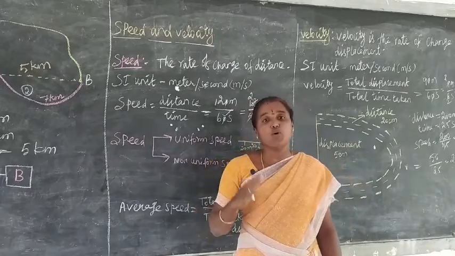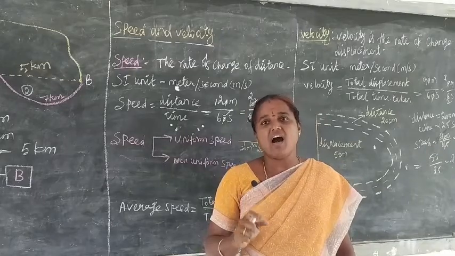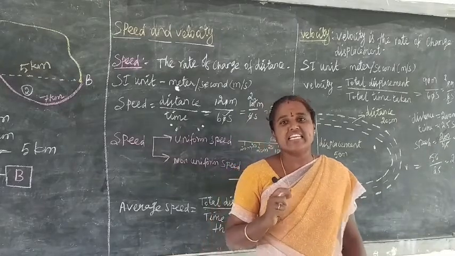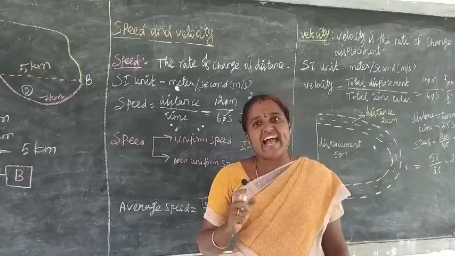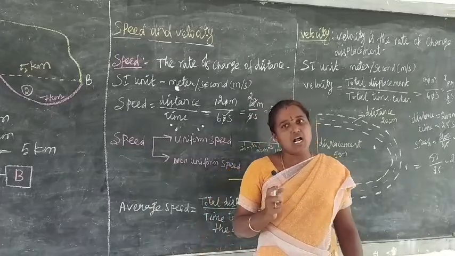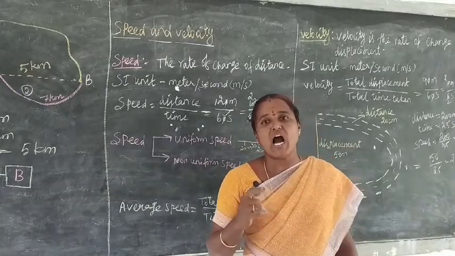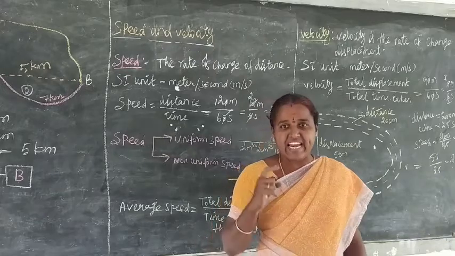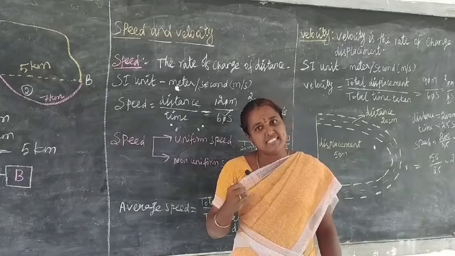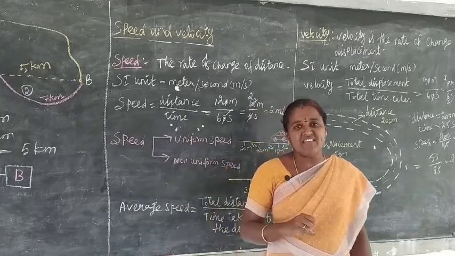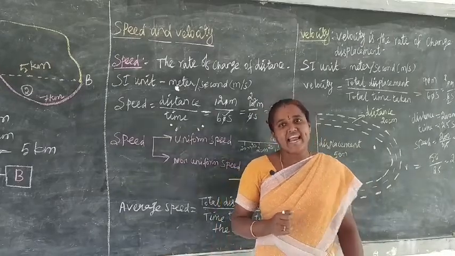Okay, next one is non-uniform velocity. What is non-uniform velocity? If either speed or direction changes, the velocity is non-uniform. For example, first one, a train starting and moving out of the station. Second one, driving a car in a traffic lane.